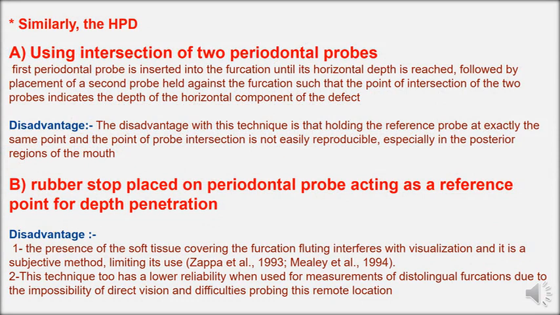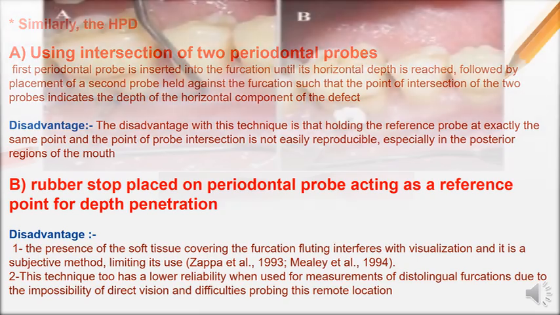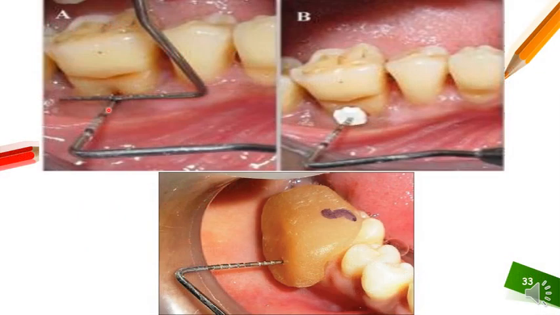Similarly, the horizontal pocket depth can also be detected, either by using the intersection of 2 periodontal probes or a rubber stopper placed on the periodontal probe acting as a reference point for depth penetration. Like here in this picture, the first probe is inserted into the furcation until the horizontal depth is reached, followed by the placement of a second probe held against the furcation, such that the point of intersection of the 2 probes indicates the depth of the horizontal component of the defect.